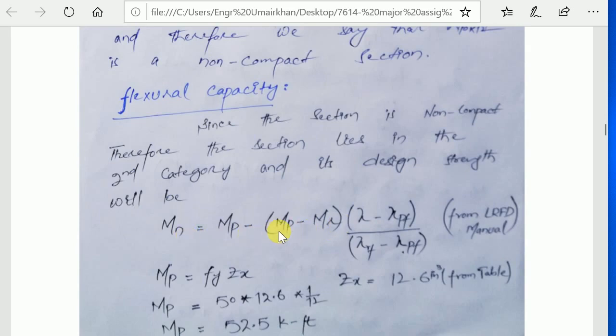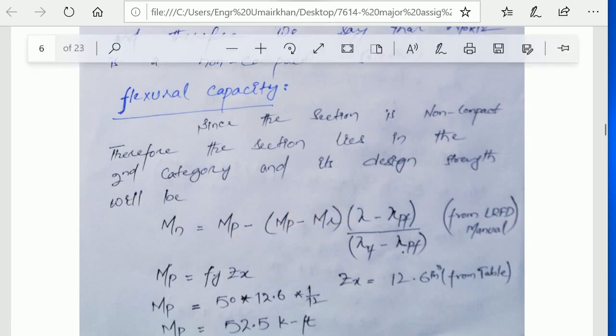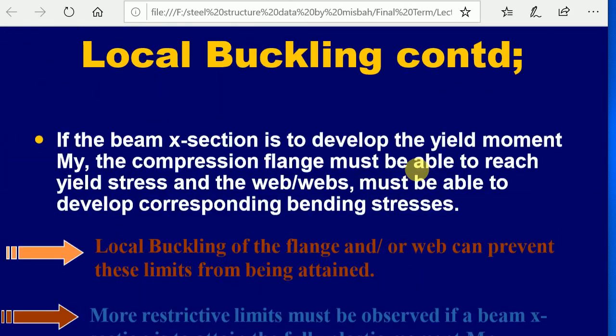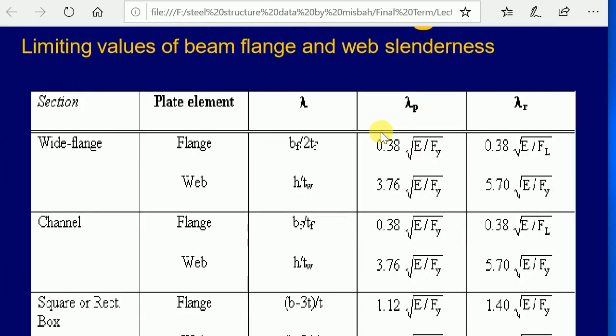Okay, now very important. Now turning to this value. If your lambda is more than lambda r, this means you are in the elastic zone. And how to calculate moment capacity, that is the third category of beams, and we will inshallah do some examples on that. That part I already showed you, those formulas, in lecture number 1.